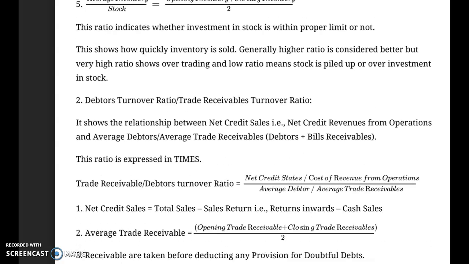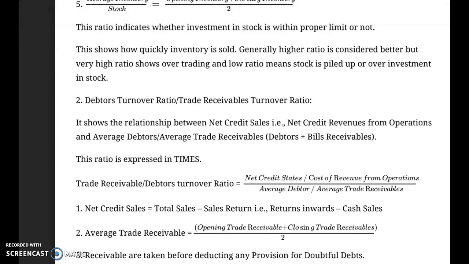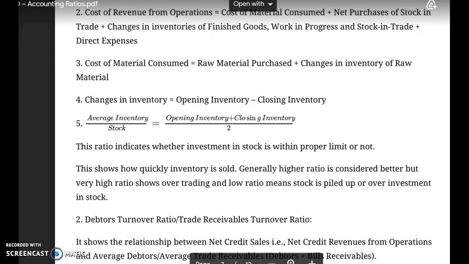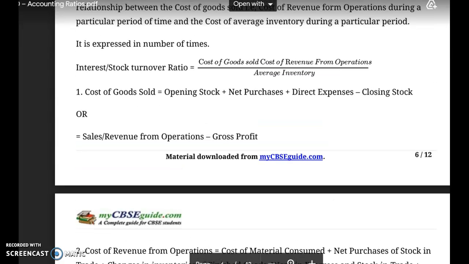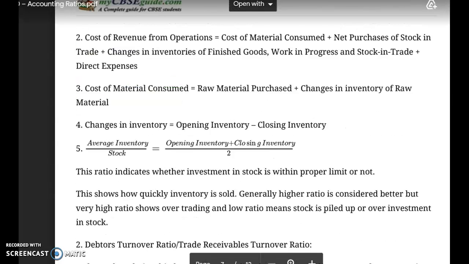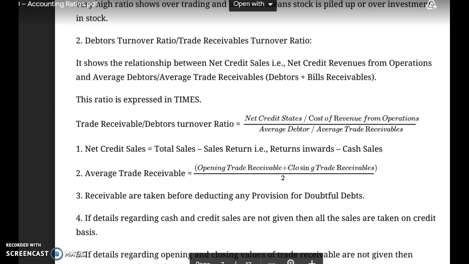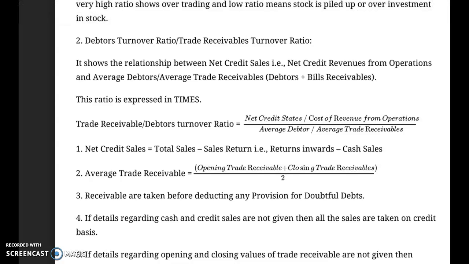Let's discuss the second ratio, debtors turnover ratio or trade receivables ratio. Dear students, as you know, debtors are the results of the credit sale. So here, instead of cost of goods sold or the cost of operations as we had taken with reference to the stock turnover ratio or inventory turnover ratio, the formula replaces here with net credit sales or net cost of revenue from operations divided by average trade receivables or average debtors.